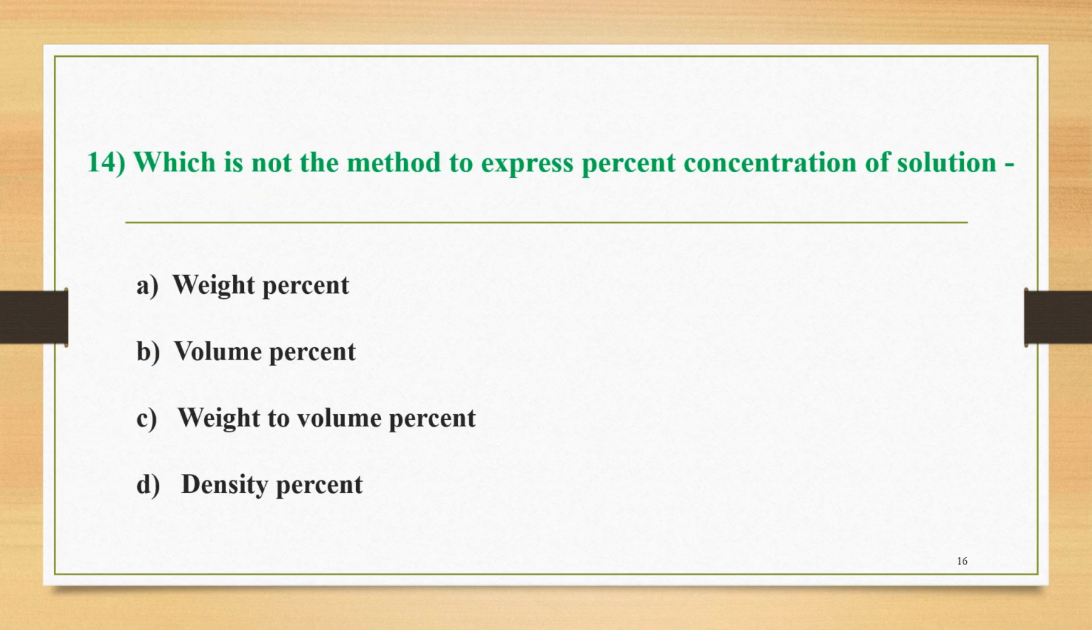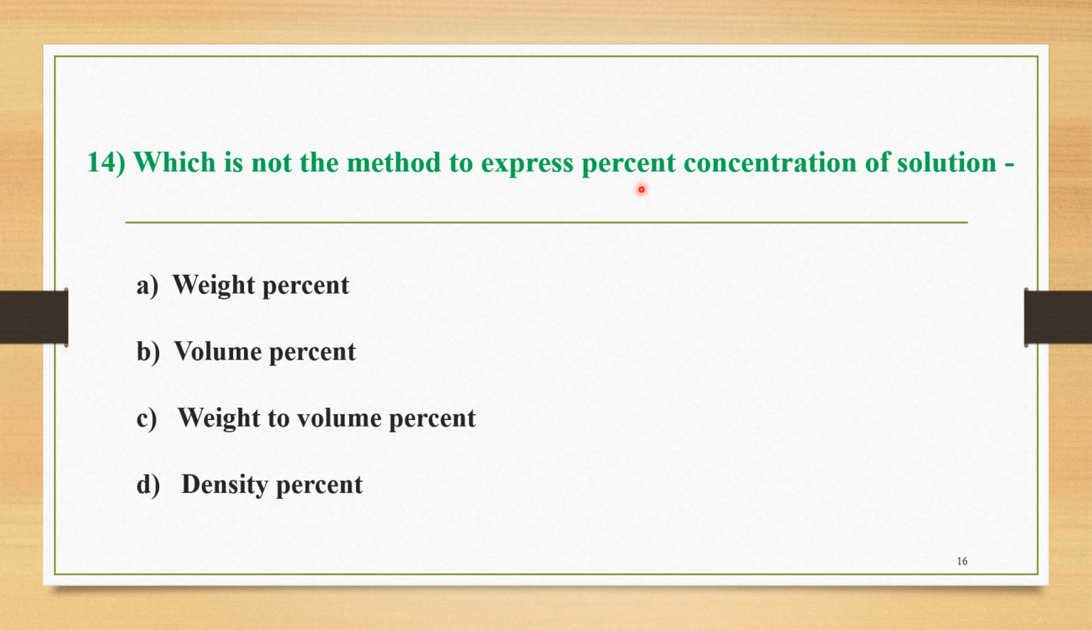The next question, number 14, is here. Which is not the method to express percent concentration of a solution? The four options are: A is weight percent, B is volume percent, C is weight to volume percent, and D is density percent. We know very well that percent concentration is useful for expressing the concentration of a solution, and this method has 4 different ways of expressing the concentration of a solution in terms of percent concentration.